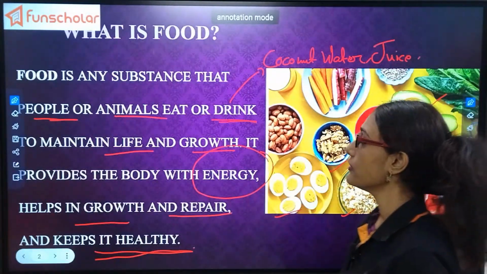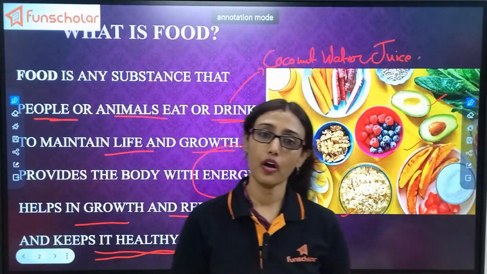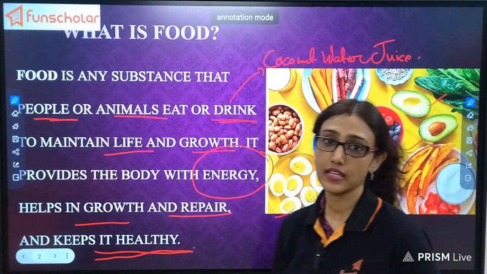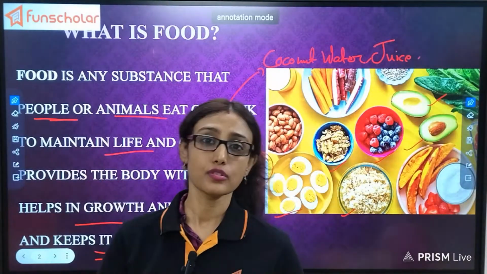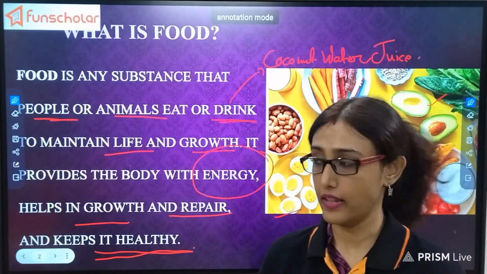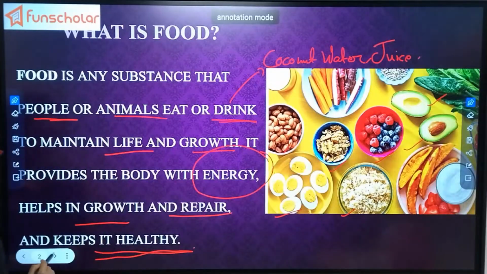So understood, food is something that we need. Why we need it? For energy and for our health. What is health? Physical, mental and social stability to do or perform a work well. Okay. So now next slide.